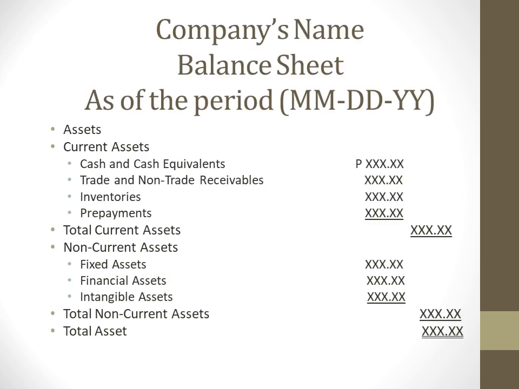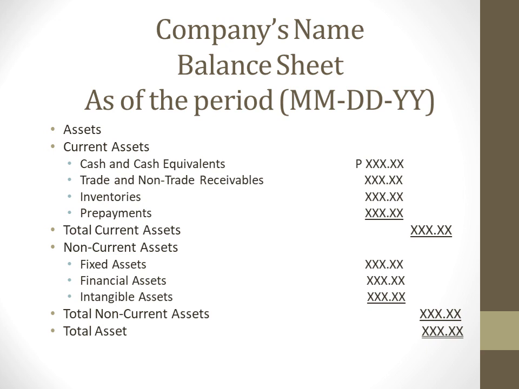So okay, we now have the pro forma sample of a balance sheet. You have to put the company's name, the name of the financial statement, which is balance sheet, or you could put it as statement of financial position. Then as of the period. Why as of? Because it is showing from the start until the period it's being reported. That's why it's as of, not for the year ended.